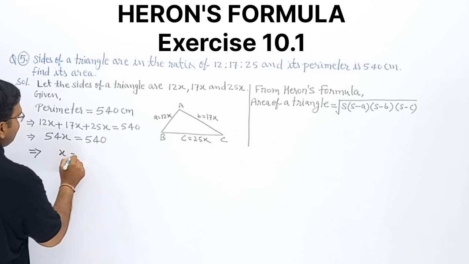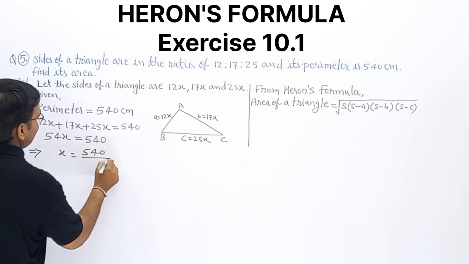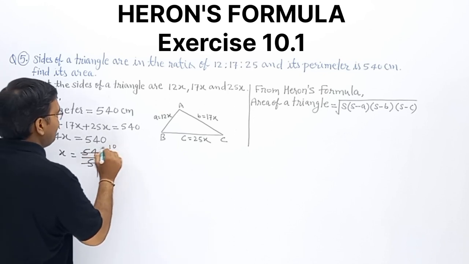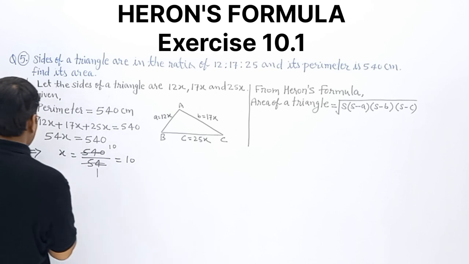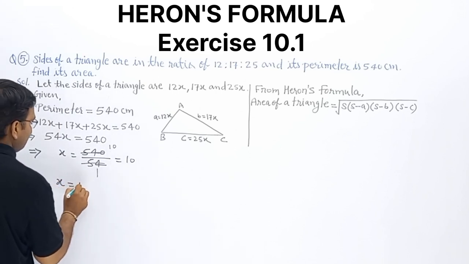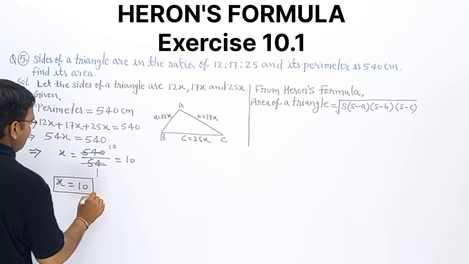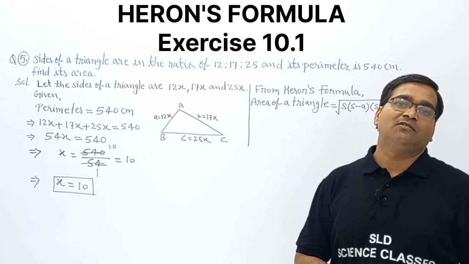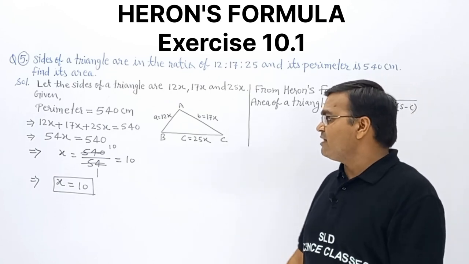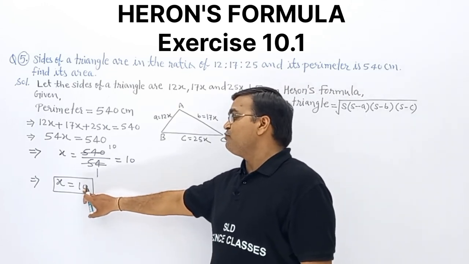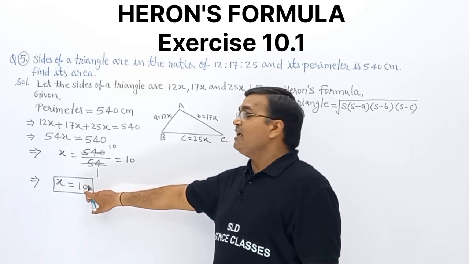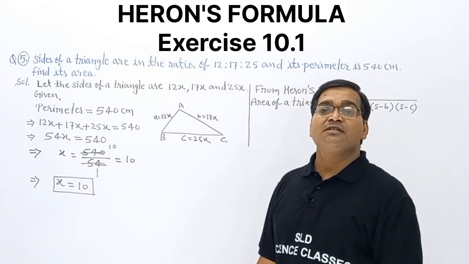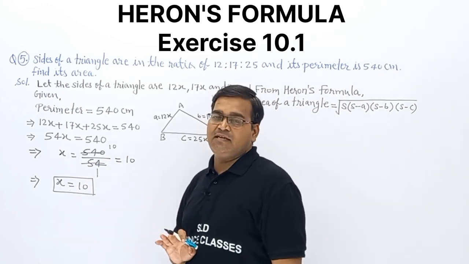So x will be 540 divided by 54. One time it goes, one time and 0. So x is 10. So the value of variable x is 10. Ratio is the simplified form, it is not the exact length. So how will we find the exact length? Once we multiply each ratio by 10, we get the exact length of the side. So we get x equal to 10.